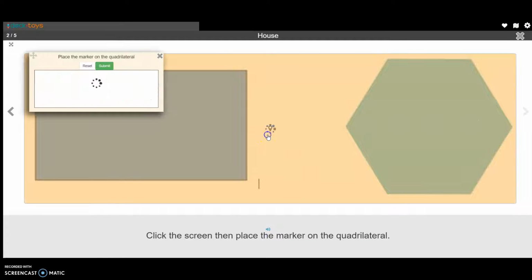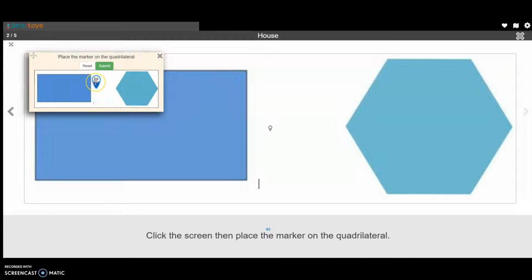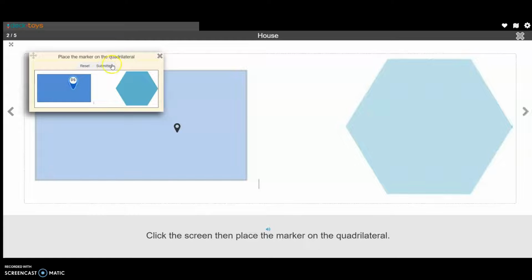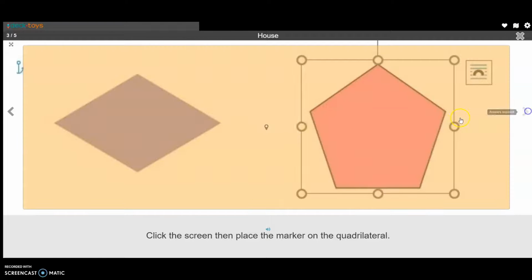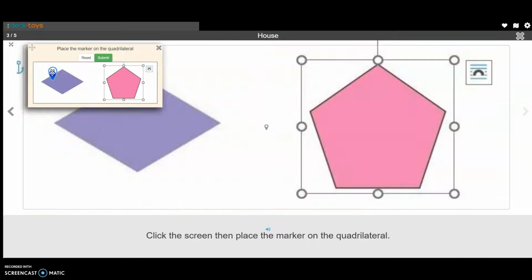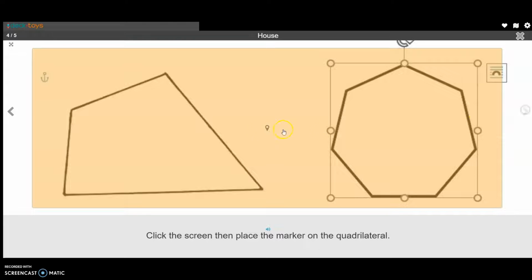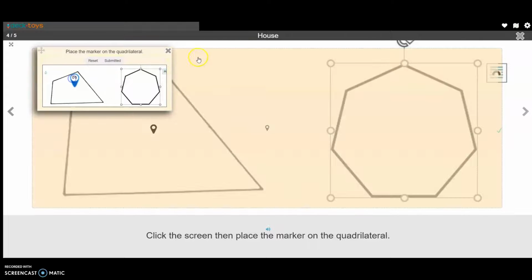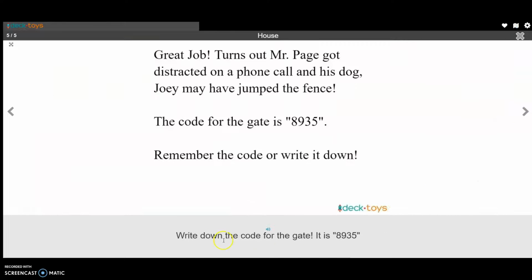Click this. I place a marker. This is another type of slide app I have on the quadrilateral. Let's move on. I place the marker on the quadrilateral. Great. And then again, I place the marker on the quadrilateral. And it has all the directions at the bottom for them.